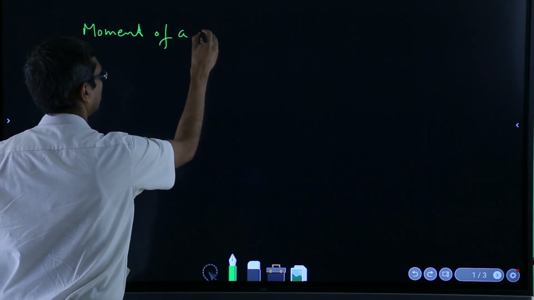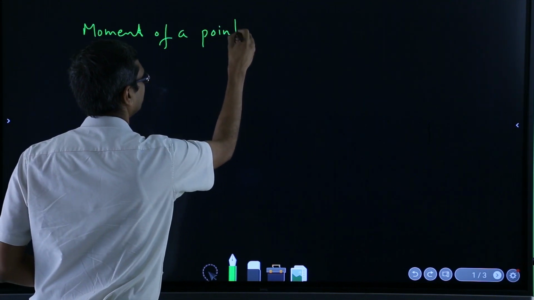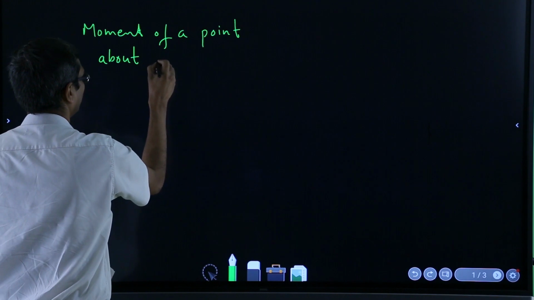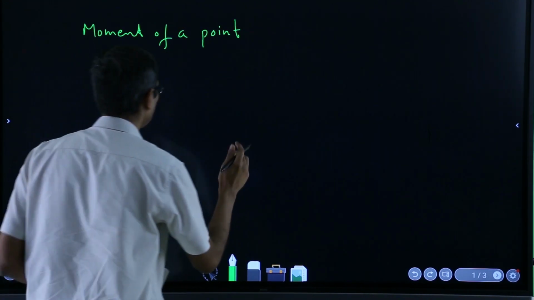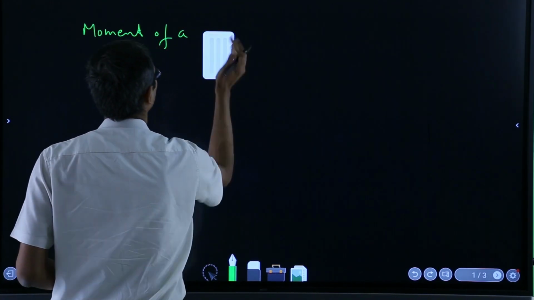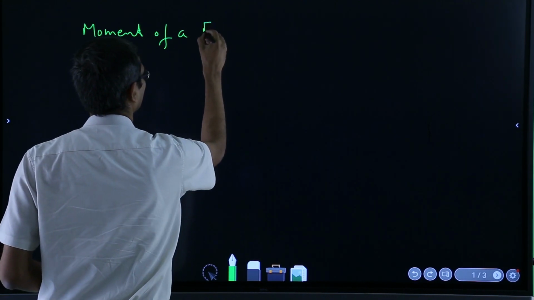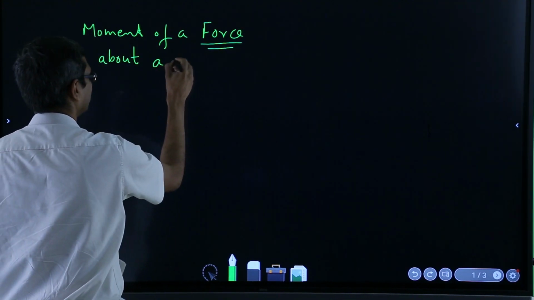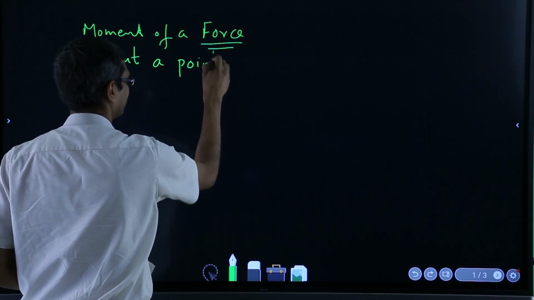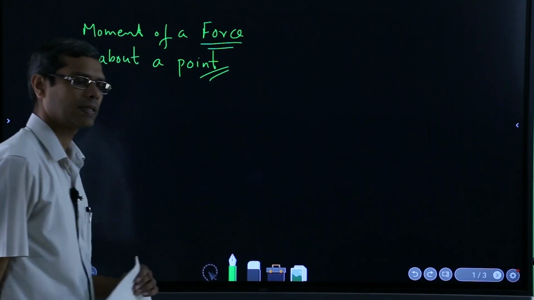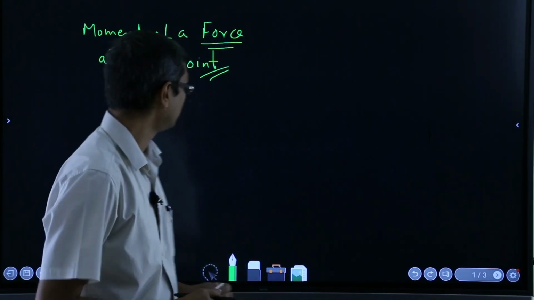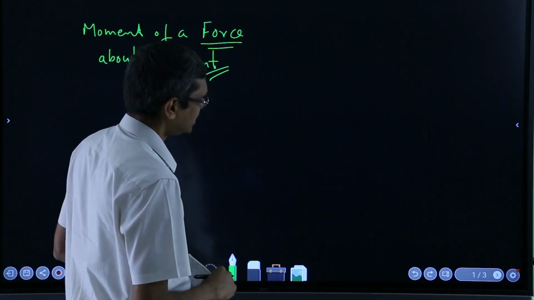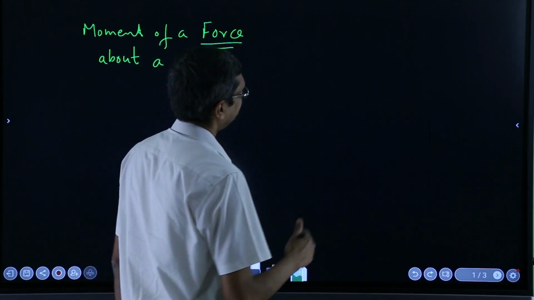The next one which comes in that sequence is called the moment of a force about a point. Okay. So, we are going to discuss the moment of a force about a point. What does that mean? Let us see.